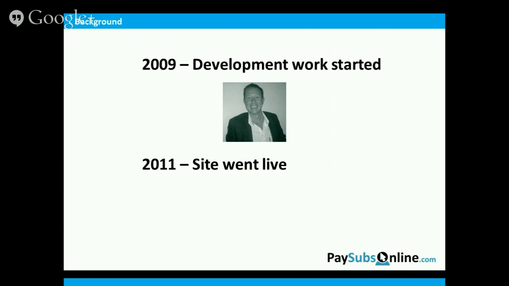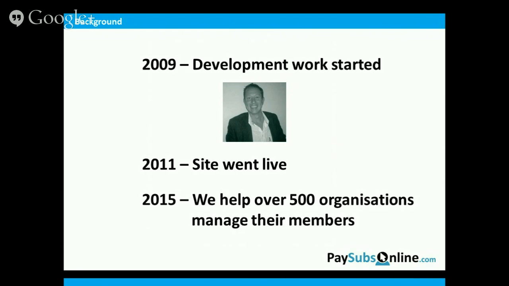The first iteration of the site, the idea was fairly simple: let's allow people to pay online. And then the site really evolved from there, with the feedback that we got from all the people that started using our service. The site has changed incredibly over the last 4 years. And now we help over 500 organisations manage their membership, from a very small club that might have only 50 or so members, right up to large organisations that manage over 10,000 members.